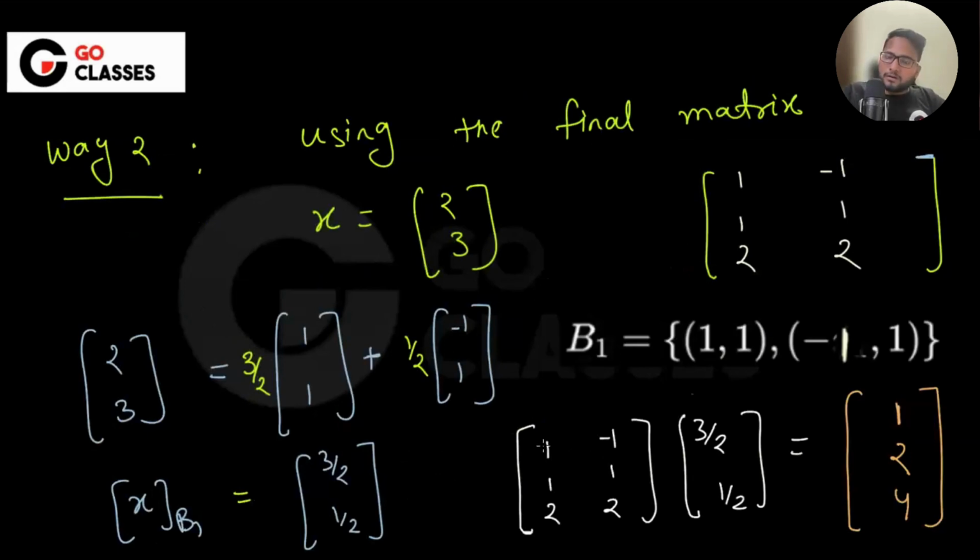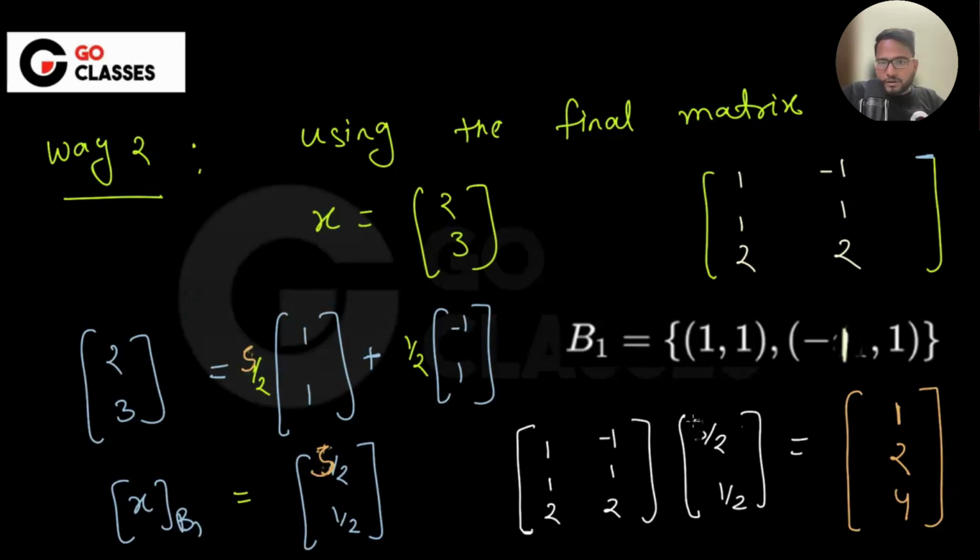3 minus 1. Oh, sorry, it is 5 by 2. Okay, I'm sorry about it. It is 5 by 2. 5 minus 1, 4. Yeah, it is 5 by 2. Okay. So there was the calculation mistake. So this is 5 by 2. So this is 5 by 2.